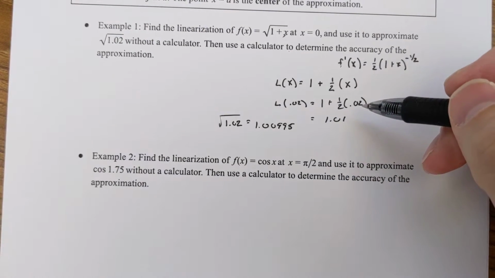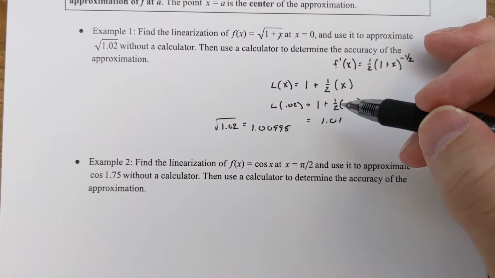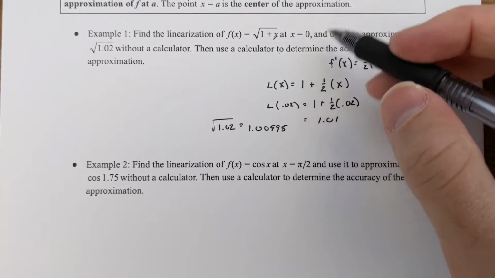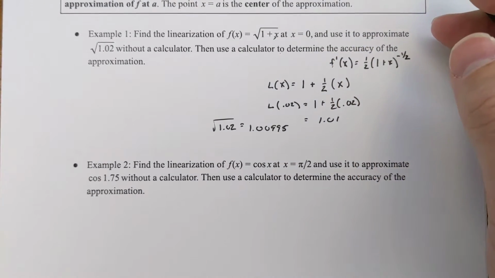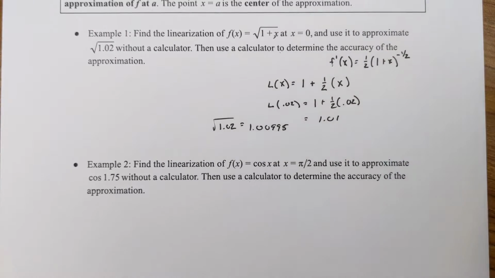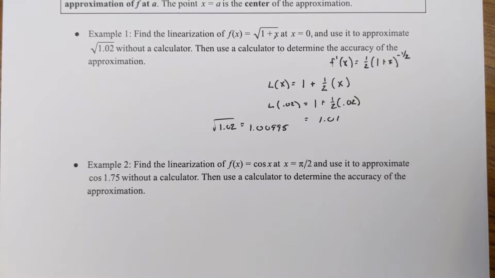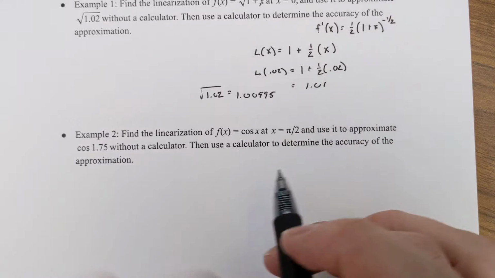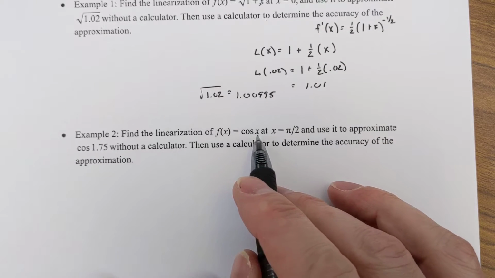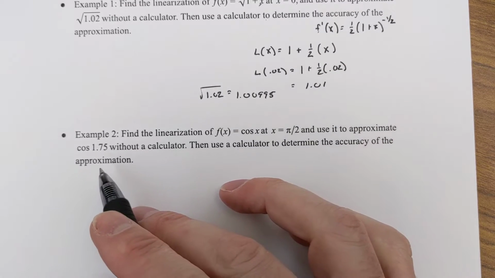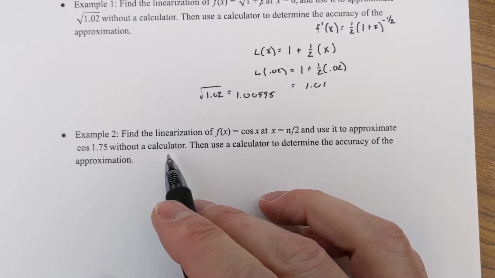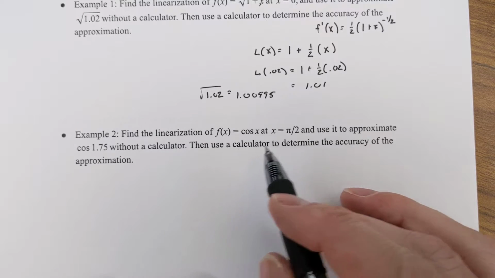What this is illustrating is that any curve can be approximated with a straight line, and L of x is that approximation. Now, the farther you get away from your center point, the less it works, but you can still do it the same way. All right, find the linearization of f of x equals cosine x at pi over 2, and use it to approximate the cosine of 1.75 without a calculator. Use a calculator to determine the accuracy.